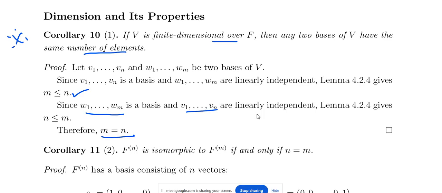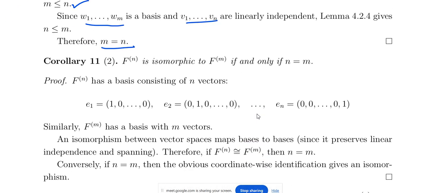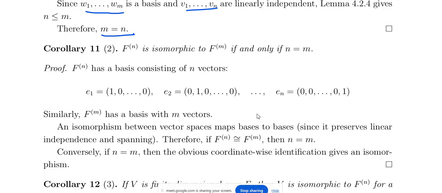And another very important one: F^n is isomorphic to F^m. If F^n is isomorphic to F^m, then n equals m. That is also very important. They will ask questions like this simply; as far as TRB is concerned, they will not ask very complicated ones. F^n has a basis consisting of n vectors e1, e2, ..., en, and similarly F^m has a basis with m vectors.